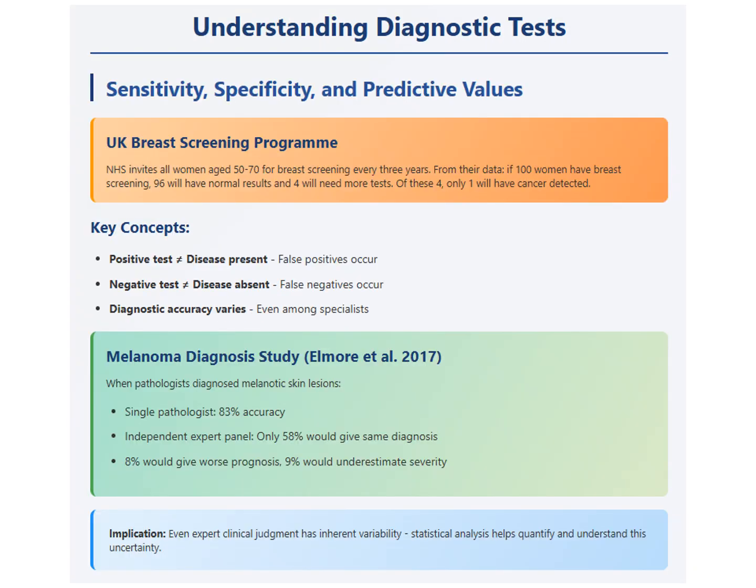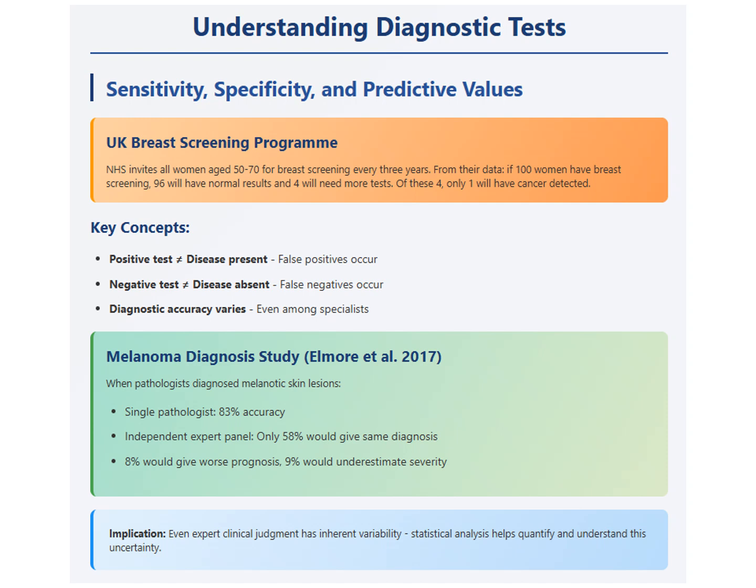Now let's look at how these statistical principles affect something you encounter every day in clinical practice, diagnostic tests. And I'm going to share some numbers that might surprise you. So the UK National Health Service invites all women aged 50 to 70 for breast cancer screening every 3 years. Here's what the data shows. If 100 women have breast screening, 96 will have normal results and 4 will need more tests. Of those 4 who need more tests, only 1 will actually have cancer detected.